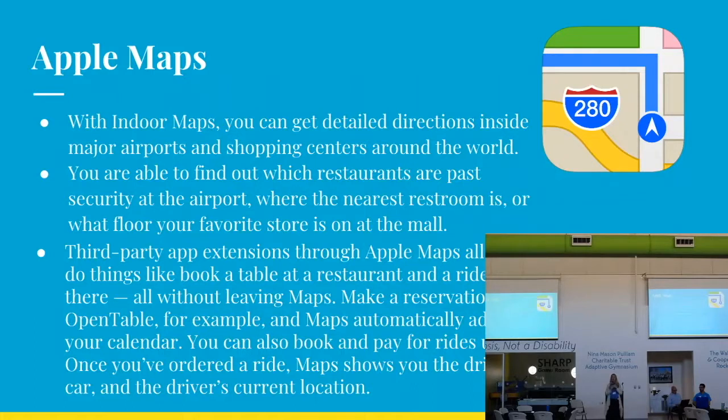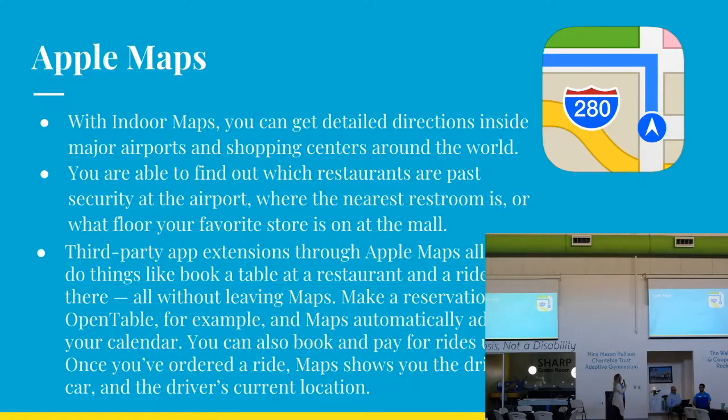Something new with Apple Maps is they have started to create indoor maps where you can get detailed directions inside major airports and shopping centers around the world. They have it on their website, and you're able to find out what restaurants are past security at the airport, where the nearest restroom is, or what floor your favorite store could be at the mall.